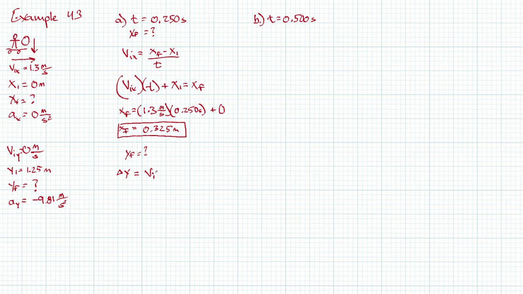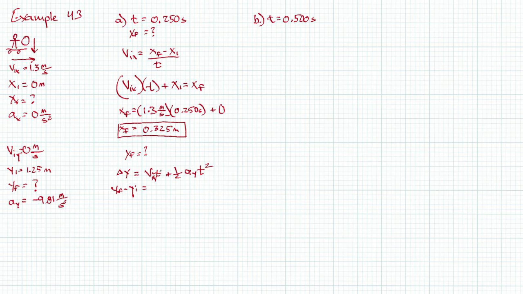initial velocity times time plus 1/2 acceleration times time squared, right? And this delta y is the same thing as y final minus y initial, so I might as well go ahead and write that out. Y final minus y initial equals initial velocity in the y direction, v_iy, times time.